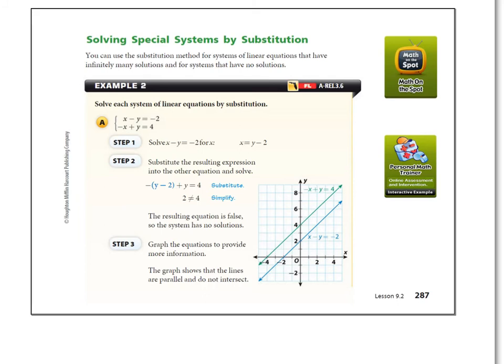With infinitely many and no solution, your variables are going to cancel out. Notice how this negative y and this y cancel, and you're left with the statement 2 equals 4. Well, obviously we know that that's false, which means it has no solution, which means on the graph it would be parallel lines. If this statement was true, then we know it would be the same line, which means it would have infinitely many solutions. But the rest of it is just what we've already worked with.